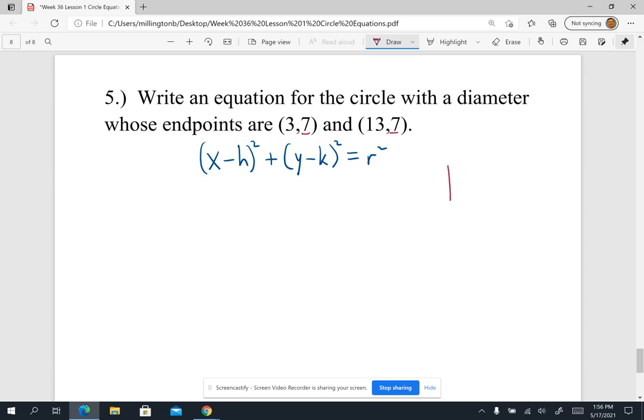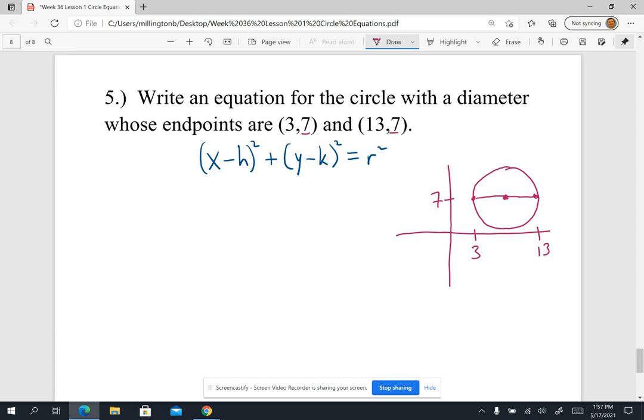So if you think about this, like if I just do a quick sketch, 3, 7 is one endpoint. 13, 7 is the other endpoint of a diameter. So diameters are like the ends of the circle, right? So I've got this whole circle here, and the center would be right in the middle between those.